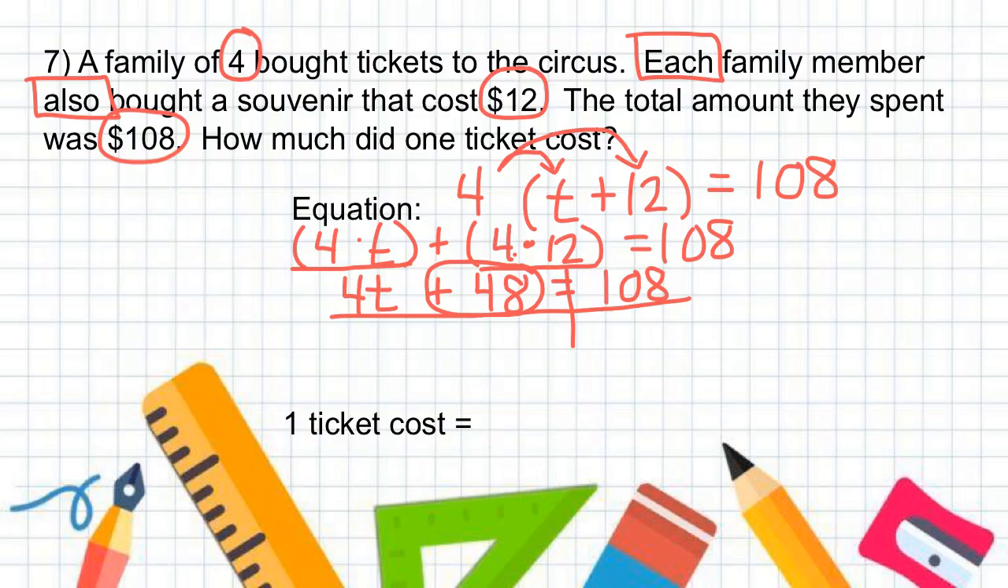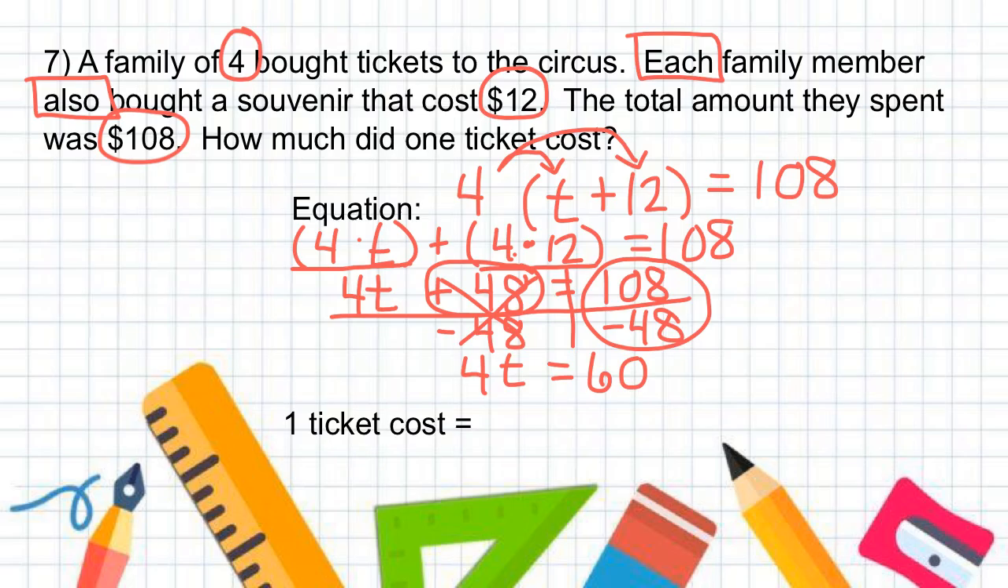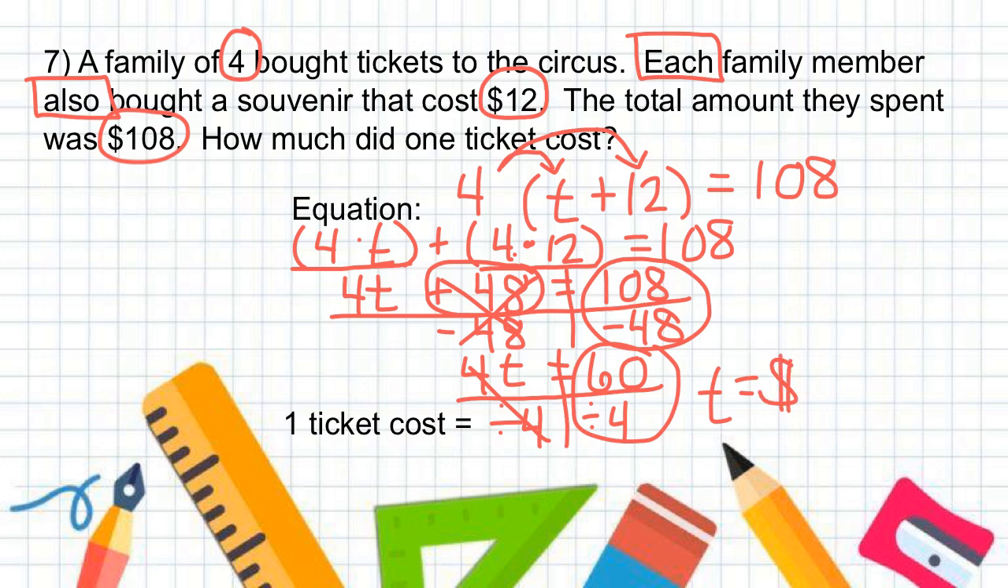To zero that out, I'm going to subtract 48. Legal move says do it to both sides. 4 tickets on one side and $60 on the other. I now have to isolate my variable. The opposite of multiplying by 4 is dividing by 4. And one ticket is going to cost $15.